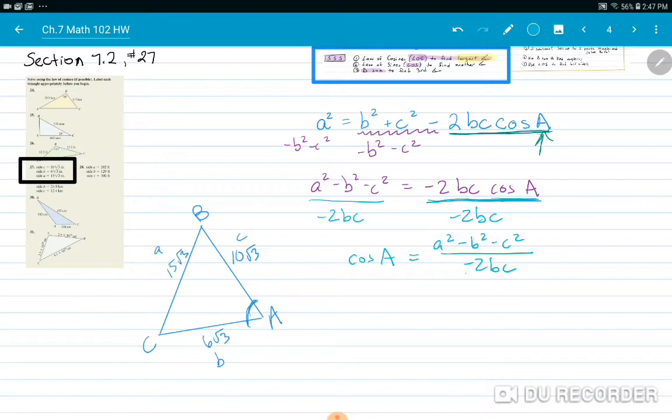Now I'm going to plug in those numbers. So cosine of A, that's my unknown. I'm looking for A. And I know all the numbers on the right, I just have to plug them in. So A is 15 radical 3 squared. B is 6 radical 3 squared. And C is 10 radical 3 squared. All over 2 times B times C.